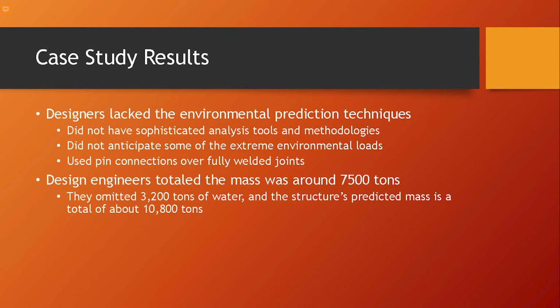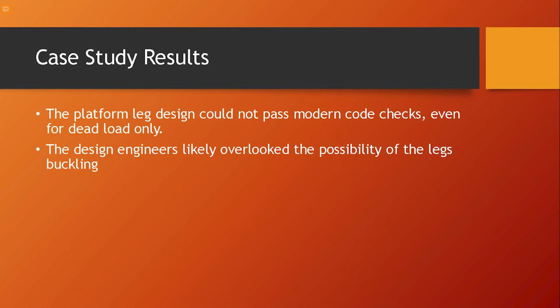The case study reported that the designers lacked the environmental prediction techniques, which led to insufficient design criteria, the use of pin connections over fully welded joints, and an underestimation of some of the extreme environmental loads. Current predictions of such structures automatically generate masses that include the hydrodynamic added weight of the water and flooded members. Design engineers omitted the 3,200 tons of fluids held by the tower. Therefore, their calculations were based on a structure weighing 7,500 tons, instead of 10,800 tons.